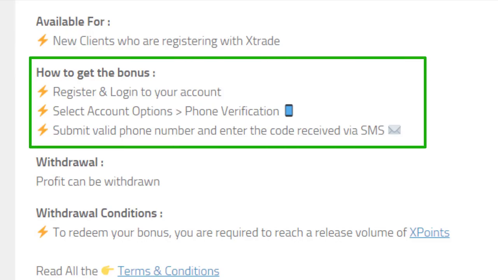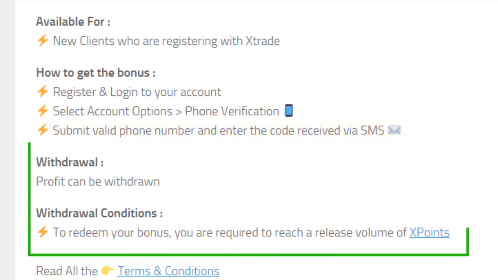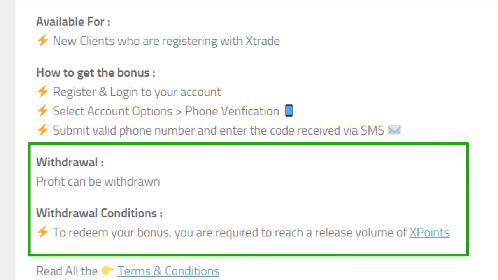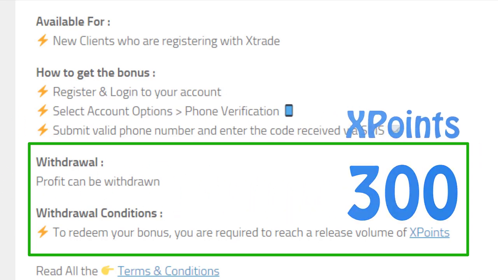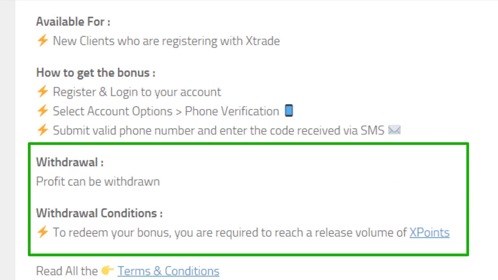To get this XTrade bonus, you have to first register and log into your account. Then verify your phone number. After that, they will give you the $25 bonus for trading. As usual, the profit you make can be withdrawn. But before that, you have to achieve 300 X points. You can get an idea of X points by going through this link.